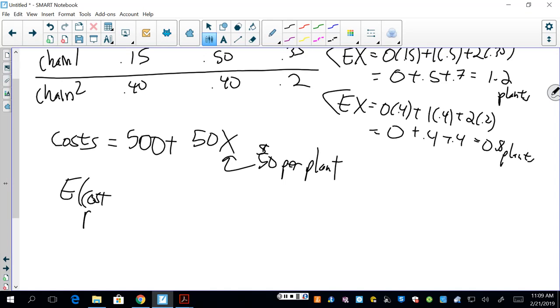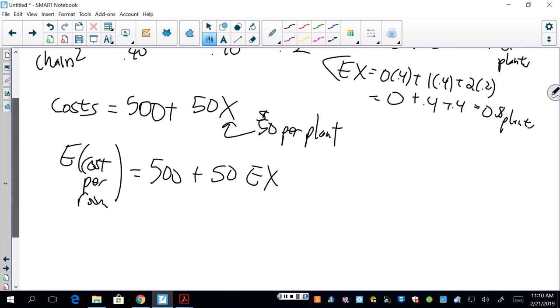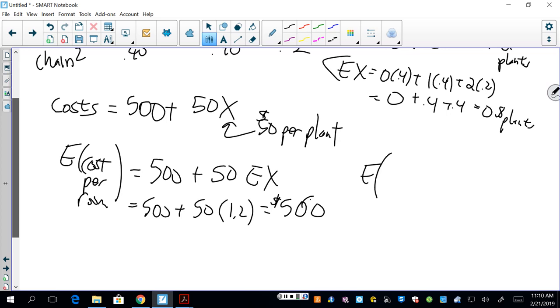Well, since this is a linear transformation, we can put in the expected number of plants and get the average value. So this is 500 plus 50 times 1.2 for hotel 1, and it's going to be $560. Whereas the second hotel chain didn't have as many plants, its average was 0.8, so that's $540.